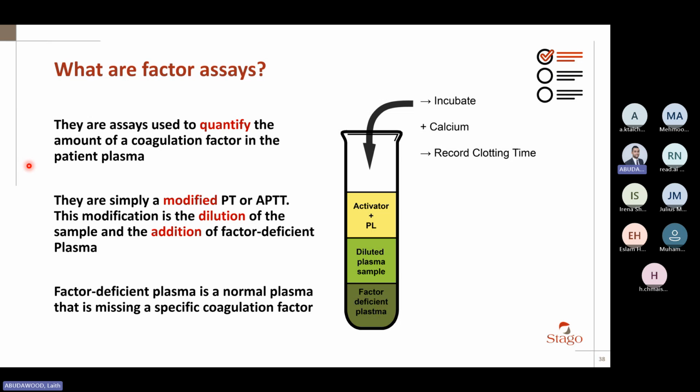As you know, whenever you want to run factor 8, for example, you have to have factor 8 deficient plasma to run the assay. Factor deficient plasma is simply a plasma that's collected from donors who are missing factor 8, or maybe these are normal donors, but we can later on remove factor 8 in the production facility. So factor deficient plasma is simply normal plasma that's missing one specific factor, and it's necessary for factor testing.